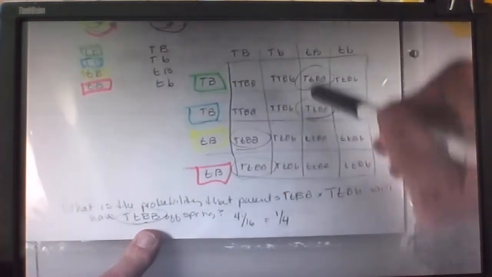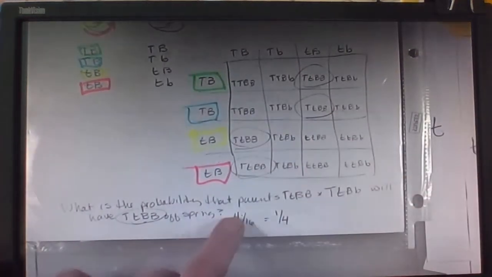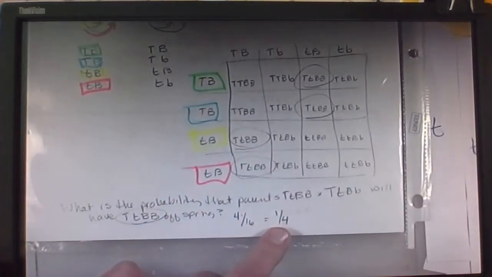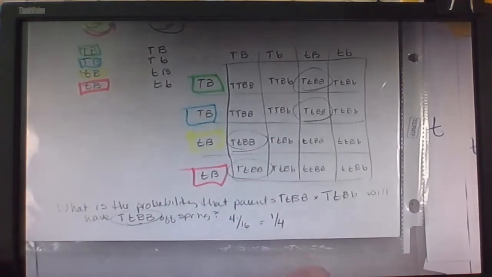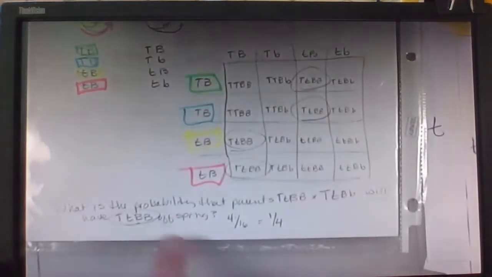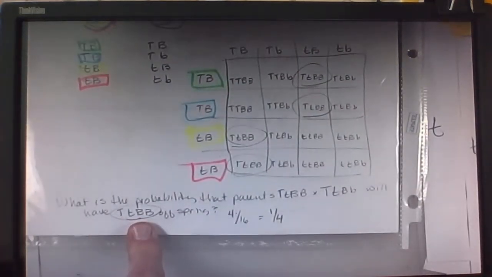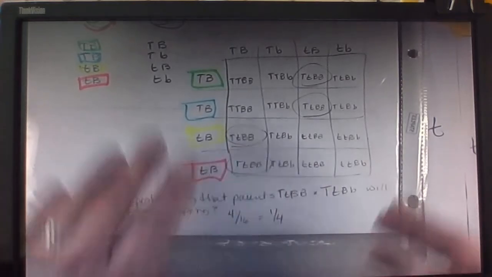After we fill it in, we go back and we look for those offspring. There's 4 of them out of 16 in all. That means we've got 1/4. 1/4, that's our probability. 1 out of 4, technically 4 out of 16, will end up having those characteristics that we have. But we can simplify this. We can take this and do it in a simpler way so that it doesn't take as much time.